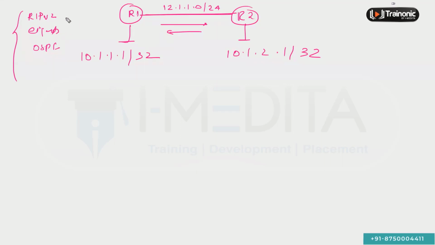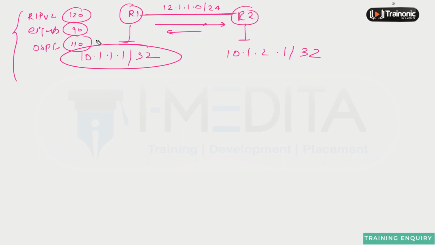I know RIP has the AD value of 120. EIGRP has an AD value of 90 and OSPF has an AD value of 110. When router 1 advertises this route information to router 2 via RIP, via EIGRP, via OSPF, obviously the CIDR is same. So router will see which of the AD value is lowest. So it will choose of course, like EIGRP route will get installed in the routing table. Same goes here as well.